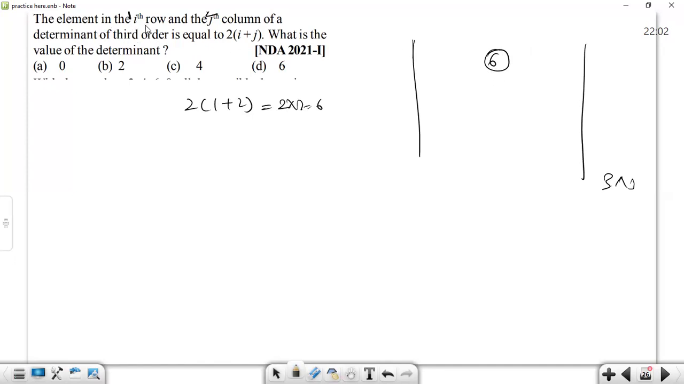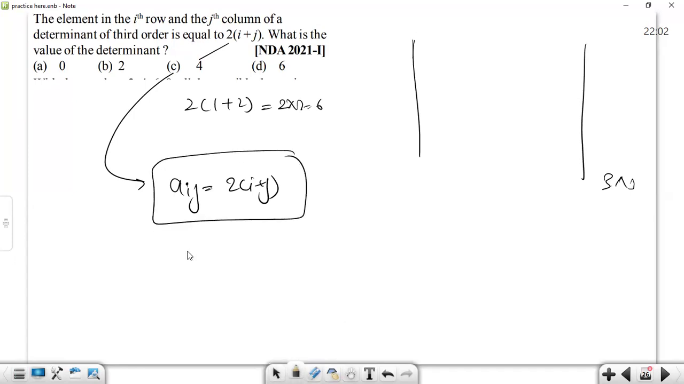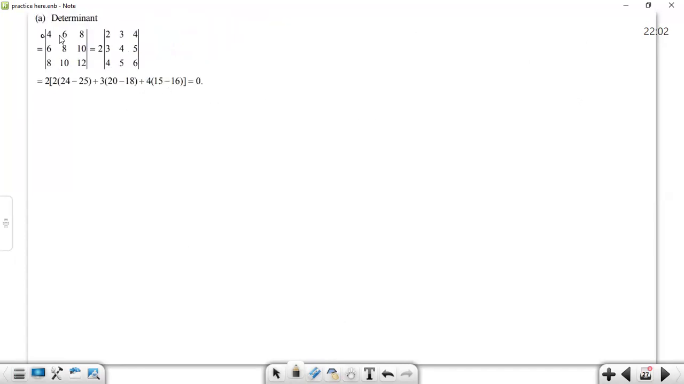So basically a_ij is given to us as 2 into i plus j. Instead of assuming, it's the general thing given to us, that the element follows this function. So a11 will be 2 into 1 plus 1, that is 2 into 2, which is 4. Similarly, we find all the elements: 4, 6, 8. This is first row, second column, 1 plus 2 into 2. Similarly, we find the rest and thereafter solve it. Its value will come out as 0.